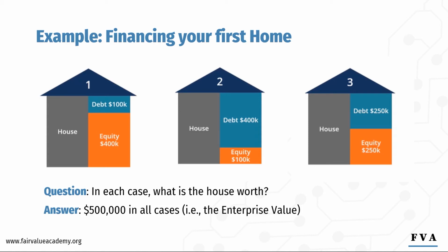And the answer is, the value of the house is the same in all cases. It's $500,000. So this $500,000 is what we call enterprise value. The value of a house should not be determined by the funding mix. It should not be determined whether you obtain a mortgage or pay cash. The value of a house should be independent of the funding mix. Hence, the enterprise value reflects the value of an asset or business independent of its capital structure.